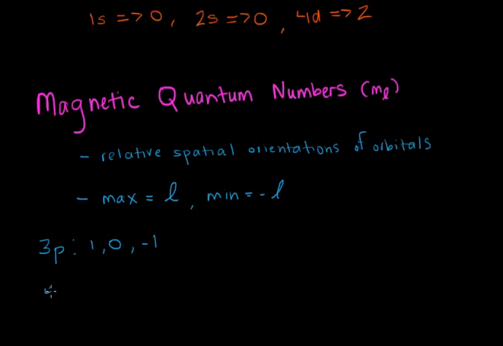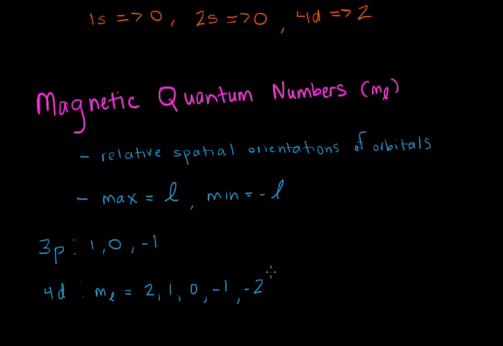D, so the 4d orbital, for instance, has magnetic quantum numbers of 2, 1, 0, negative 1, negative 2. And you can kind of think about this as the 3p has 3 arms, and so each of these magnetic quantum numbers describes one of the arms. Each d has 5 arms. It can hold up to 10 electrons, 2 in each arm, and each m sub l describes one of those arms.